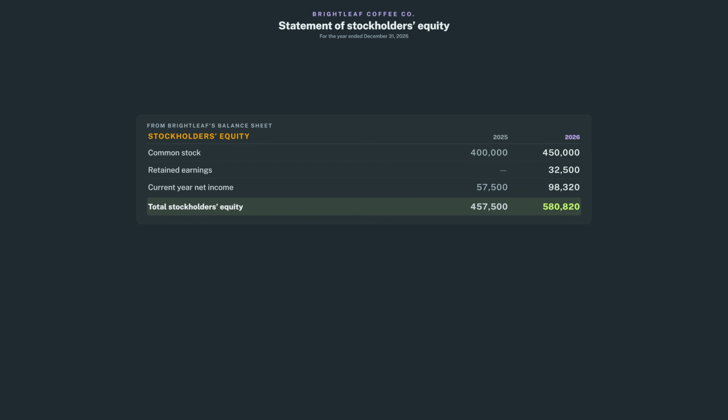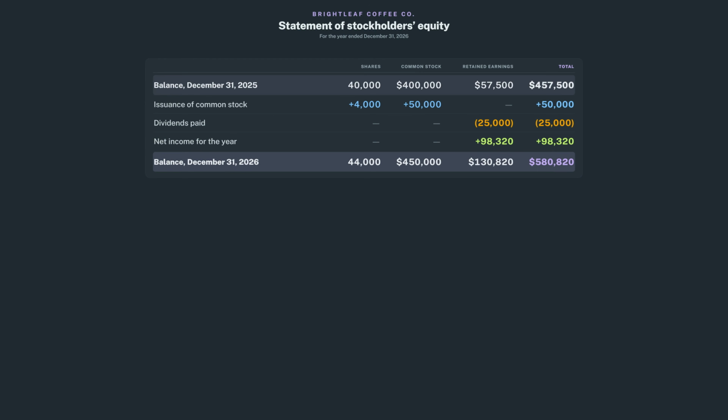So let's see that play out in the context of Brightleaf. If we look at the balance sheet quickly, we know that owner's equity at the beginning of 2026 totaled $457,500, made up of $400,000 invested through common stock and $57,500 in earnings during 2025. And at the end of the year, the total grew to $580,820, made up of $450,000 invested through common stock and $130,820 in accumulated earnings.